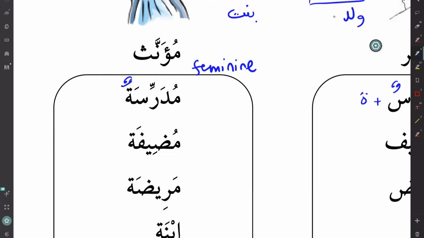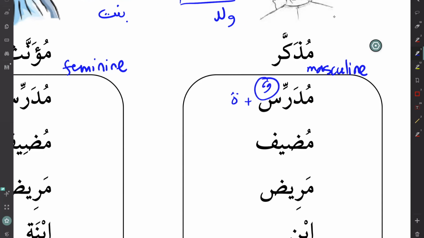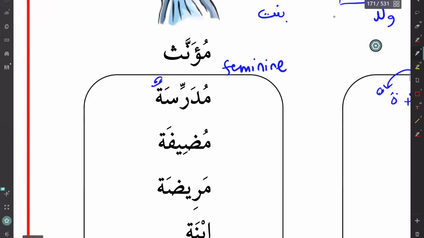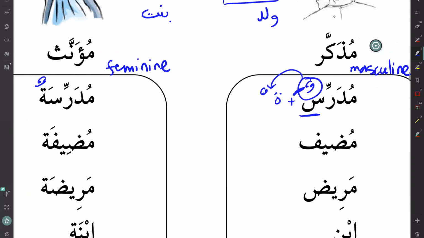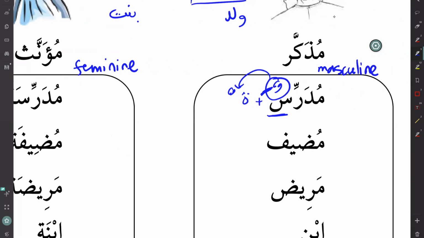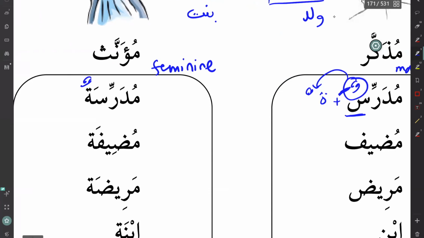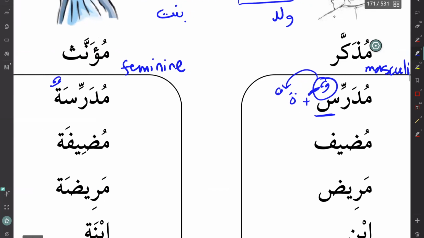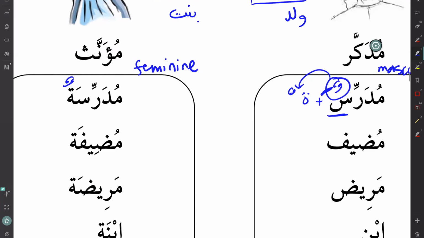Mudarrisatun. Okay, remember the rule: when you add ta marbuta, the letter before the ta marbuta will always get fatha. That is a golden rule, meaning when you're adding ta marbuta, the dhamma at the ending comes back to the ta marbuta and the letter before it gets fatha. Okay, that is how you add ta marbuta. Mudarrisun, mudarrisatun. Okay, mudifun, mudifatun. What is mudif? Mudif is host, and mudifa is hostess or stewardess. So mudifun is for masculine, mudifatun is for feminine.